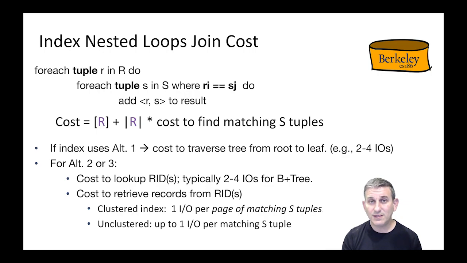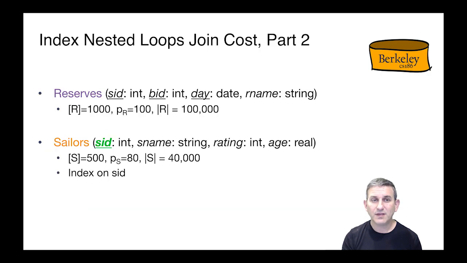And this, as we know, is different for clustered and unclustered indexes. So for a clustered index, we do 1 IO per page of matching S tuples, and for an unclustered index, we simply do 1 IO per matching S tuple. The tricky bit here is that we don't know how many pages of matching S tuples there are for each value of R. So let's work through this with an example. Here's our schema. It's the same cardinalities for the tables, same schemas. The only change is an index on sid.